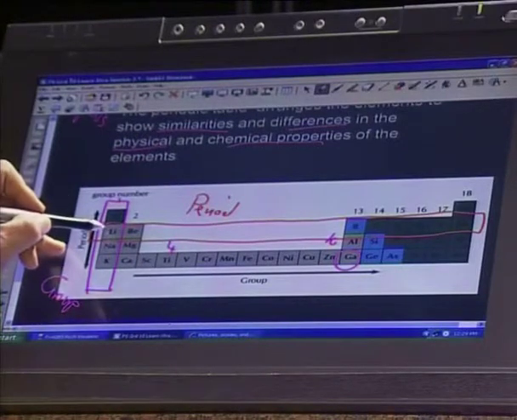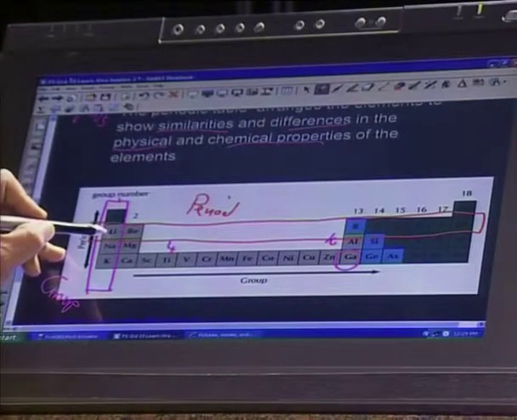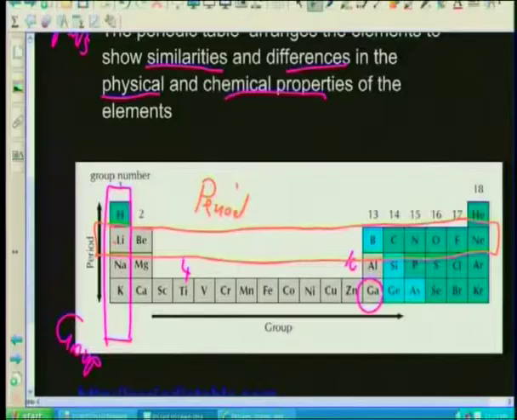And what happens is we'll notice if we start on the left-hand side, lithium is over here, then we get beryllium, then we get boron, carbon, nitrogen, oxygen, fluorine, neon. As we go from left to right, there is a change in the characteristics. So across a period, you get a change. You get a pattern. And guess what? What we've seen in period 2 repeats itself in period 3. And that's why it's known as the periodic table.